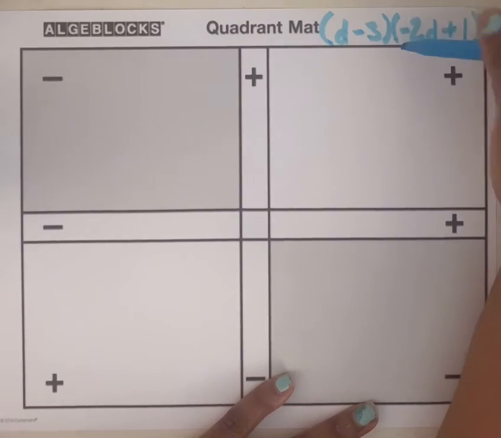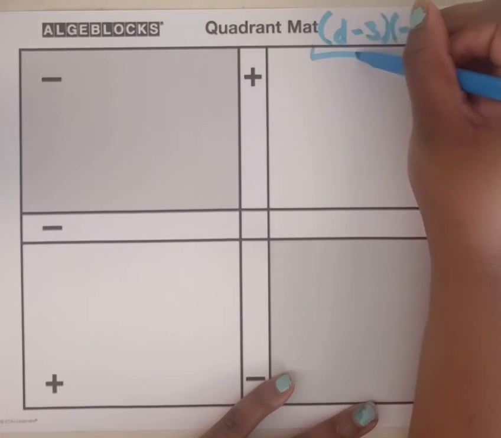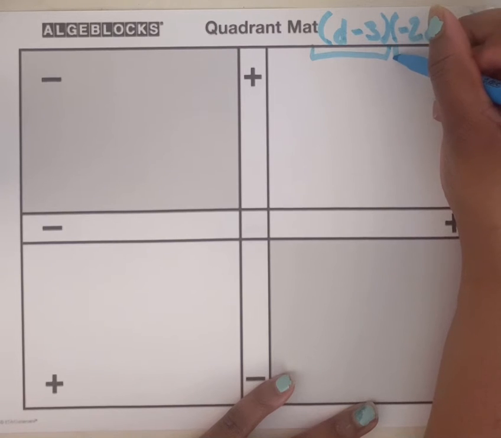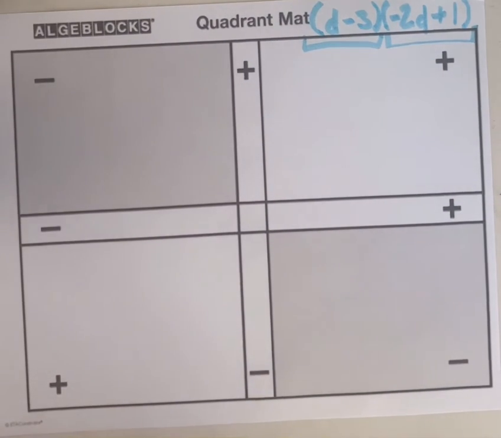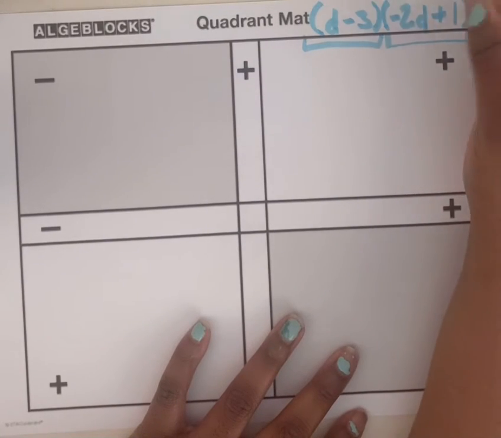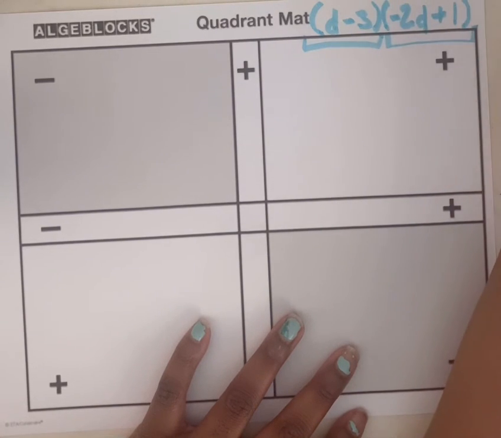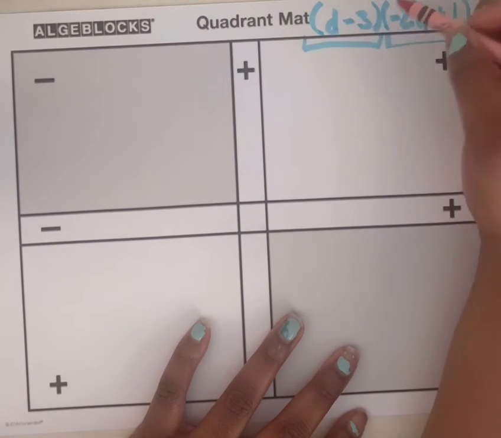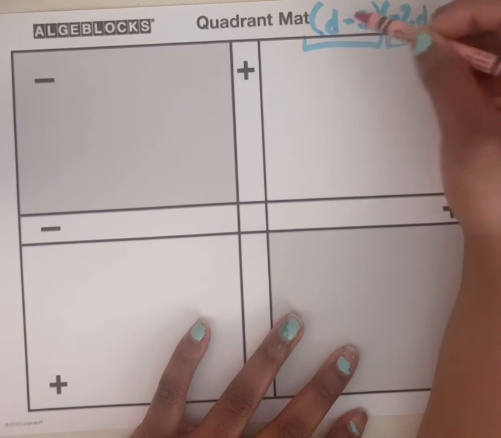Okay, so we're just going to break this problem up into two sections. We're going to have this one as our vertical, and this one as our horizontal. We're going to place these two onto our quadrant mat. We're going to use these as a rectangular rod, and the single variables as a square. Okay, so D is positive, so it's going to go on the vertical line on the positive section.